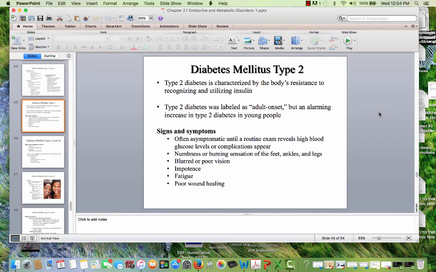So signs and symptoms, often, of course, we know this is often asymptomatic until a routine level or exam is done, and you'll see that their blood glucose levels are pretty high.